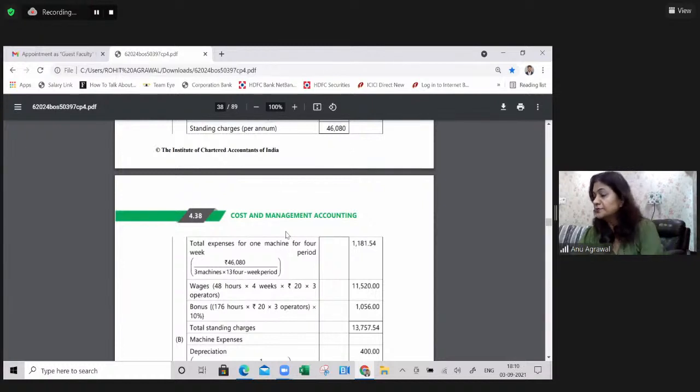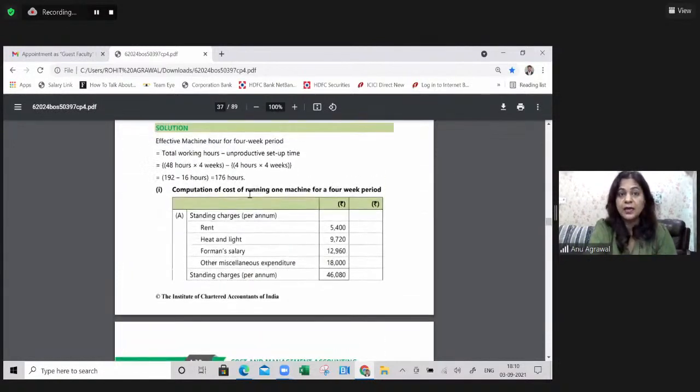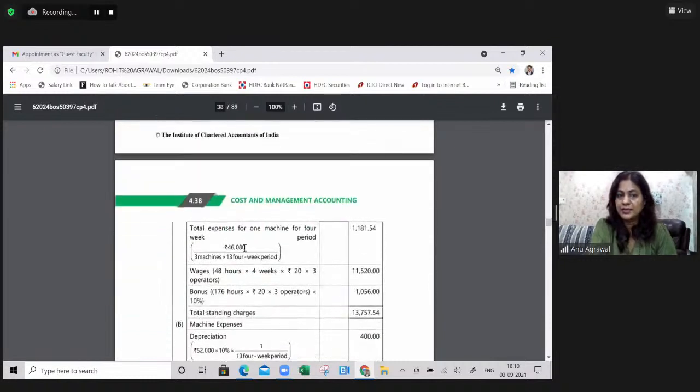Now 46,080 is for the whole year, right? This they have done for a 4-week period. This is yearly. Now we'll have to convert this into a 4-week period. So what do we do? 46,080 divided by 13 weeks, right? So we divide it by 13 weeks. Then what do we get? We get it for the one machine for a 4-week period.